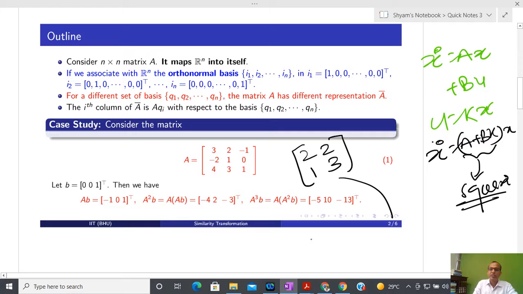So both are linearly independent. So 2 1 and 2 3. So dimension is 2. Yes, sir.